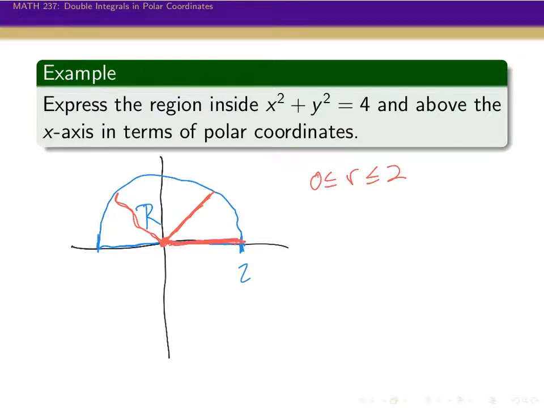Well, if we start at theta equals 0, that gives us the positive side of the x-axis. And then we want to draw positively all the way around until we get to the negative x-axis. So positive x-axis is 0, and we're going up until we hit the negative x-axis, and that's when theta is equal to pi. So our bounds here are theta goes from 0 to pi, r goes from 0 to 2.